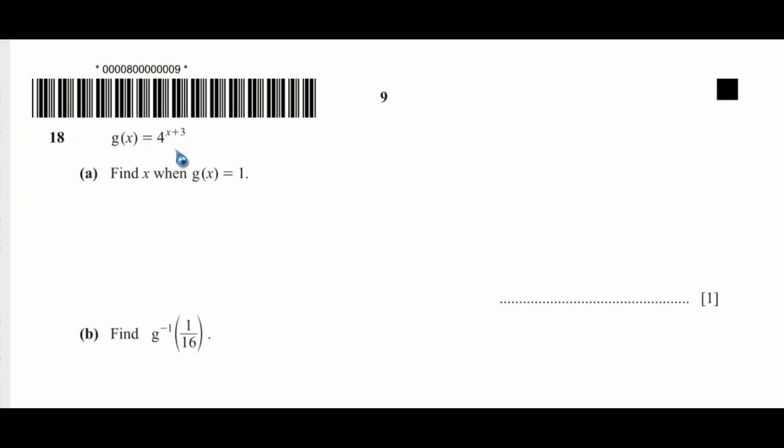So g of x equals 4 to the power of x plus 3. Find x when g of x equals 1. That is 4 to the power of x plus 3 is equal to 1. So I need to make the right side base 4, and that will be 4 to the power of 0, so that the base will cancel out. Then I have x plus 3 equal to 0, x equals negative 3.